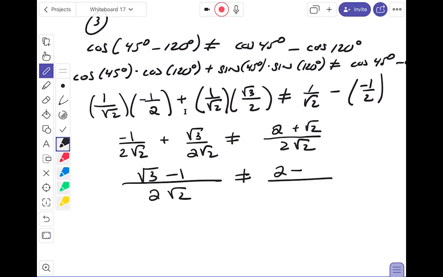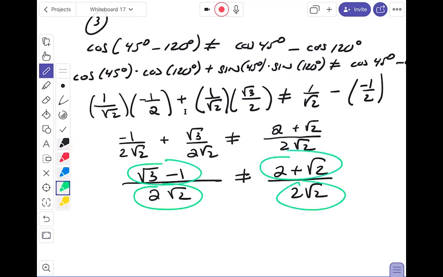Clearly, they're not equal. How do I know that? Although the denominators are the same, look at the numerators. They're clearly not the same. All right, so I'm going to say QED.